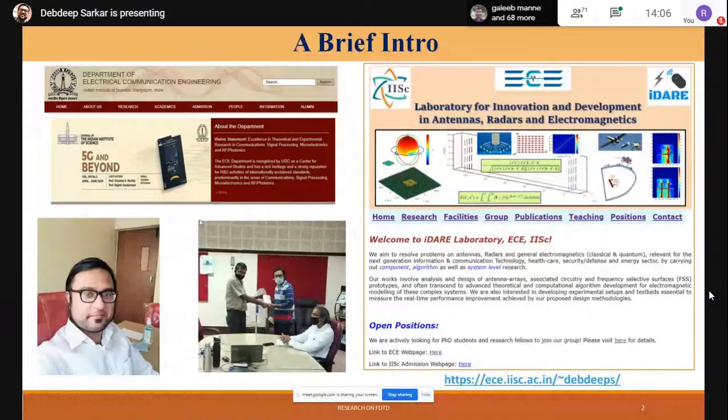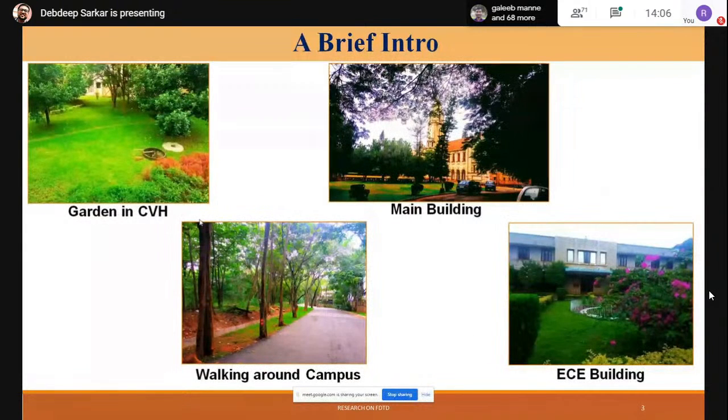In IISc, I have taken some snaps to show you around a little bit. This is our iconic main building, and walking around the campus in the serene atmosphere is always nice. This is a view of our ECE building, and I am currently staying in the Centenary Visitors House. This is a snap from its garden.